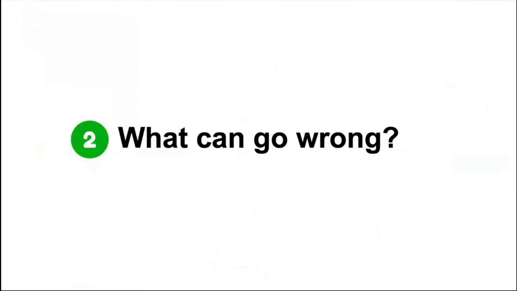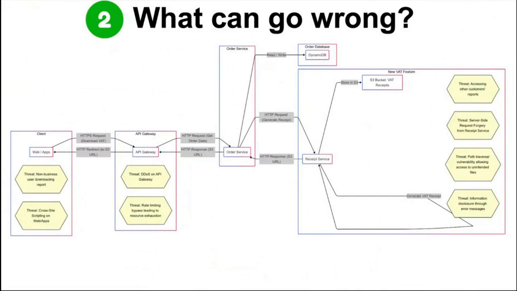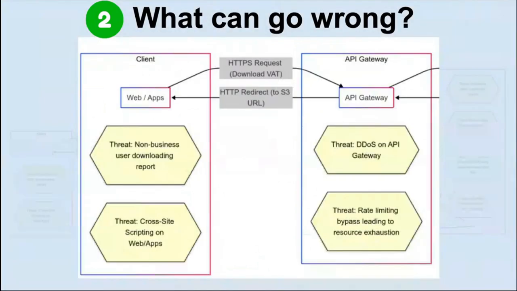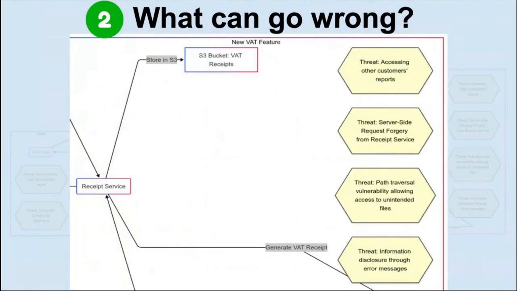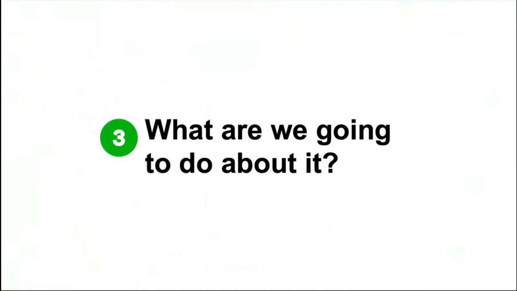So now the exciting part is what can go wrong. So identifying these threats. So your threat model could look like this. So you've got all these yellow post-it notes here. So let's take a look at some examples of the threats. So on the API gateway, it could be a DDoS attack. And in the new VAT feature, there could be an attack of path traversal, so a bad actor going in and trying to access other customer reports by changing up the customer URLs.